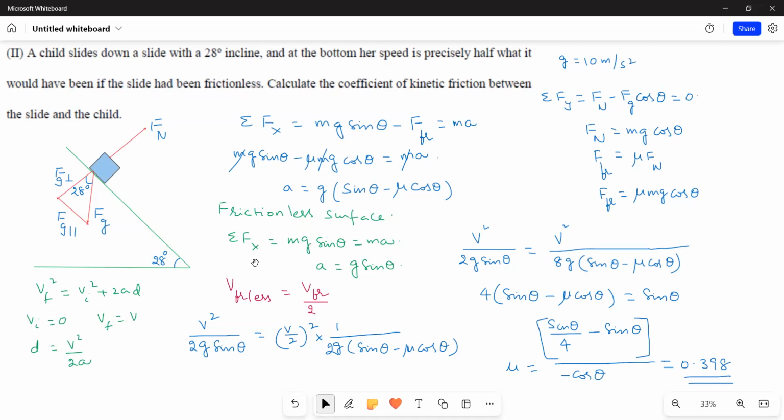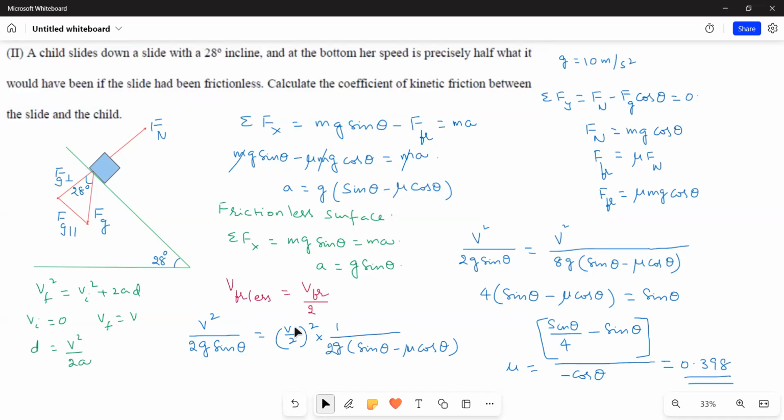For the frictionless surface, sigma Fx is equal to mg sin theta is equal to ma, or a is equal to g sin theta. And here, to solve for the coefficient of friction, that is what we have to find out in this problem, the clue is given: at the bottom, her speed is precisely half what it would have been if the slide had been frictionless. So V friction is equal to V frictionless divided by 2.